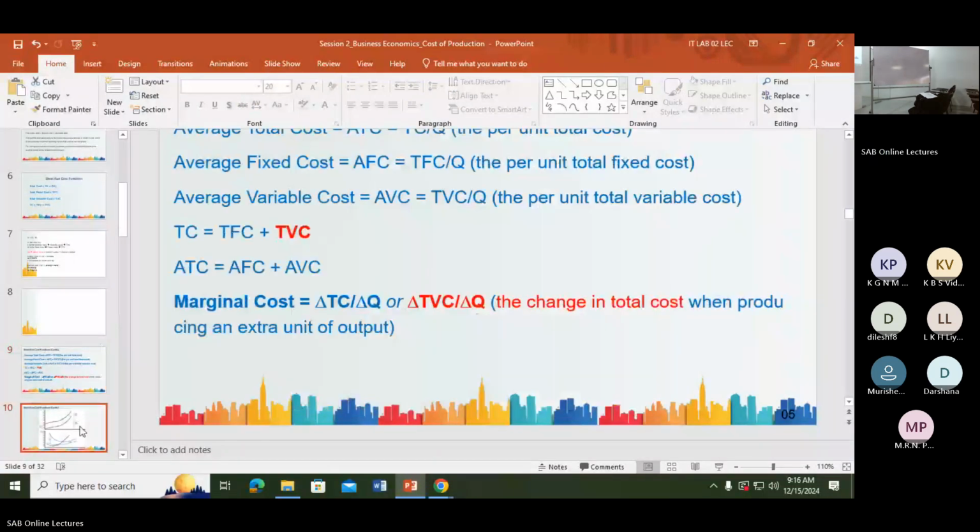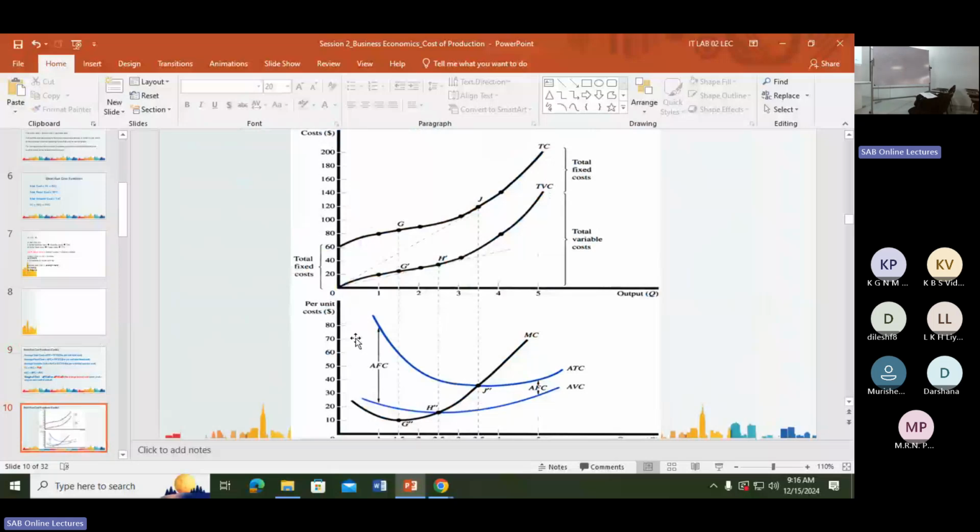Okay. Next, we discuss the typical behavior of cost curves. Cost curves typically behave like this. Initially, they increase at a decreasing rate.